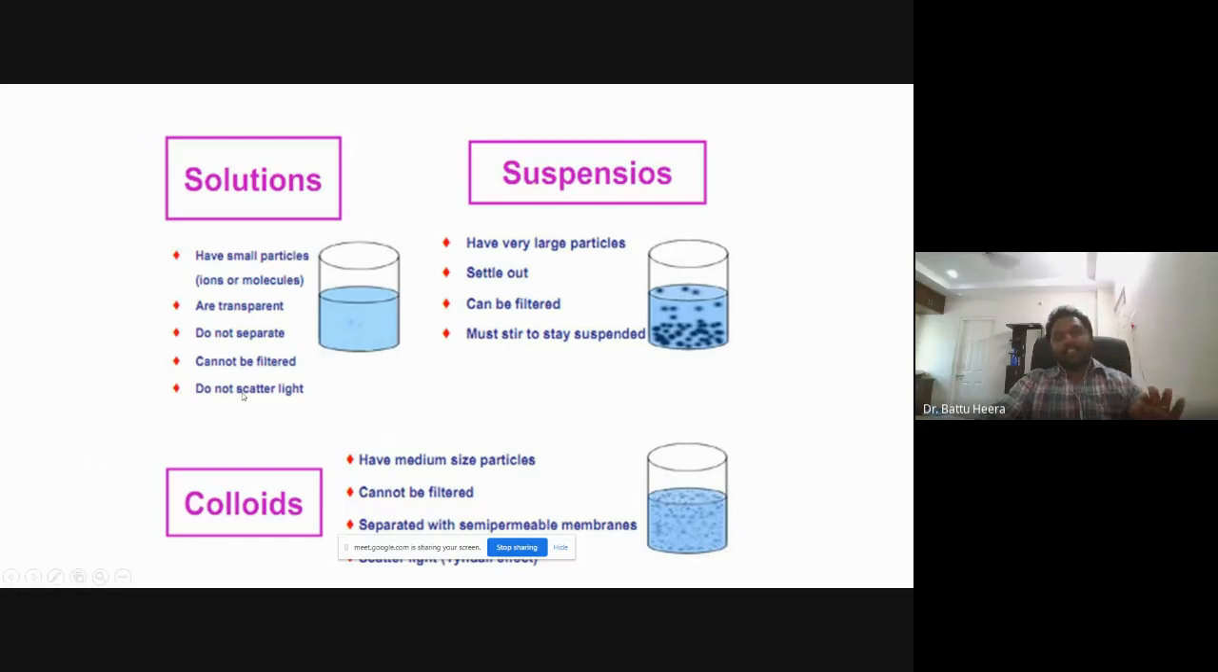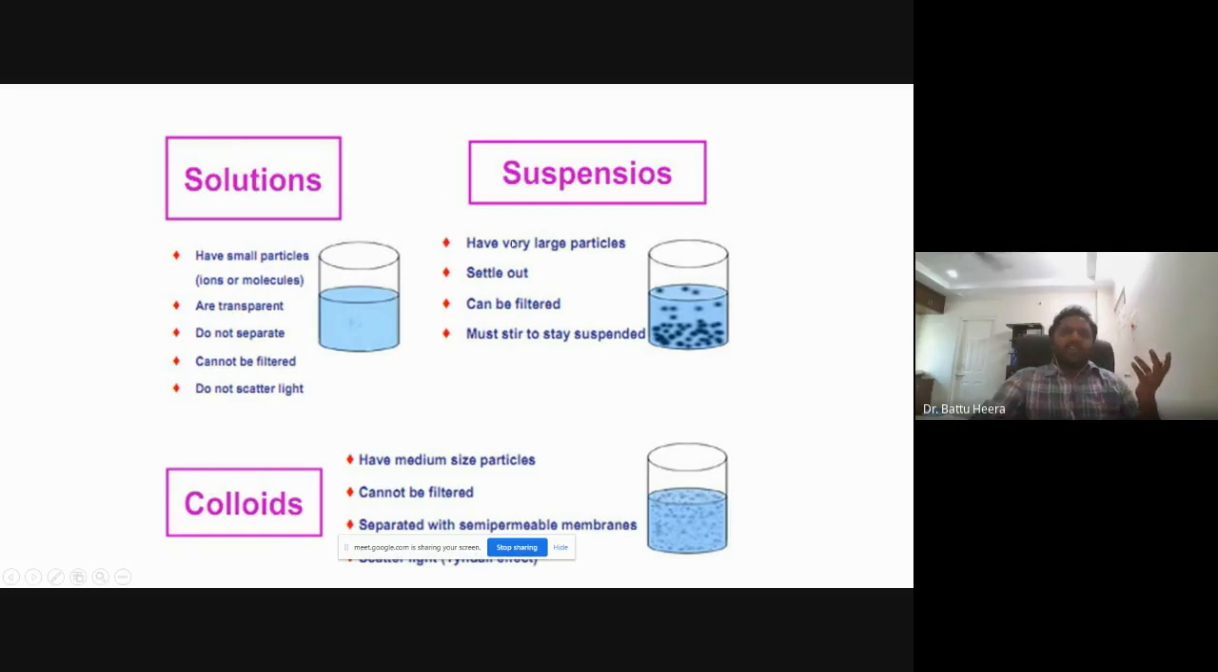any light. ఎందుకంటే ఒక లైట్ ని స్కాటర్ చేయాలంటే పార్టికల్స్ ఉండాలమ్మా. పార్టికల్స్ ఏం చేస్తాయి, ఆ లైట్ ని అబ్జార్బ్ చేసుకొని అప్పుడు స్కాటర్ చేస్తాయి. కానీ ఇందులో పార్టికల్స్ ఏమి ఉండవు, పార్టికల్స్ అనేవి నీట్ గా వాటర్ లో కలిసిపోతాయి. So the solutions are, they are very small particles, they are transparent, they do not separate, and they cannot be filtered, and they do not scatter any part of light. So this is the concept of solutions.